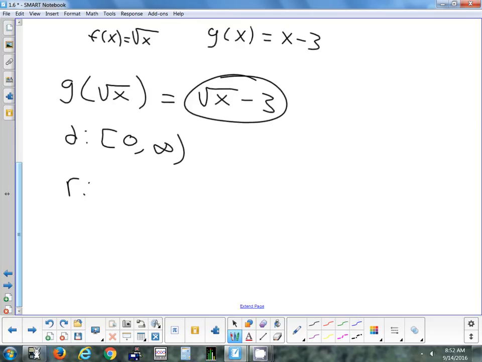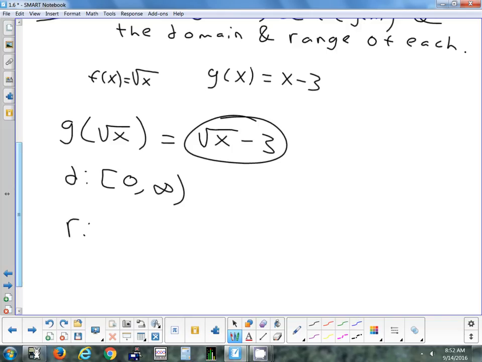Now the range is if we take numbers 0 and up and plug them in for x, what do we get for y? All right, let's try plugging in 0. Jeff, what's the square root of 0? 0. And what take away 3? Negative 3. Plugging in 0 for this first part and then subtracting 3 shows you the lowest value you'll ever get. So it's negative 3.